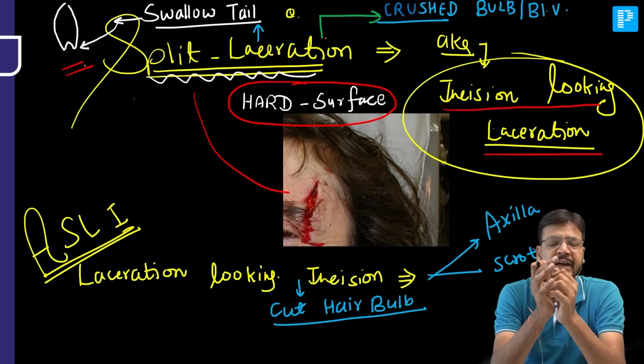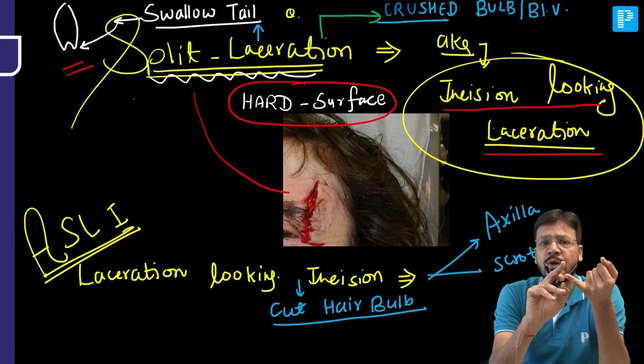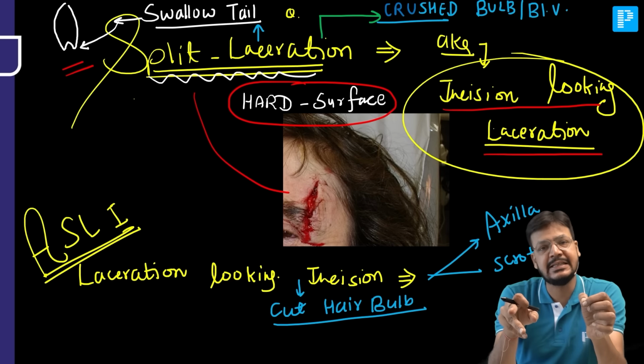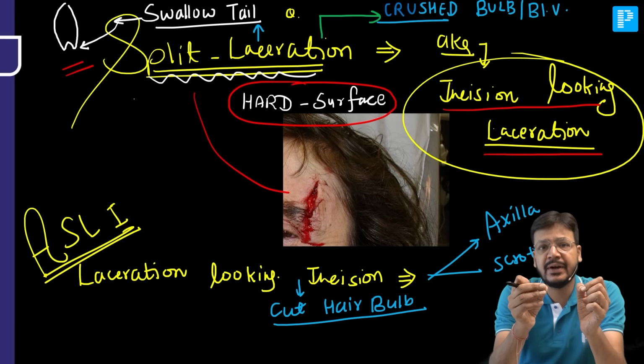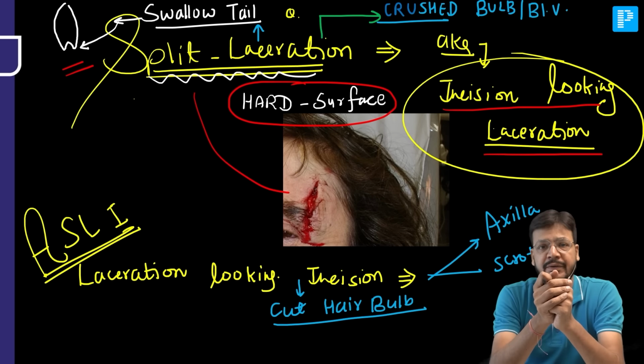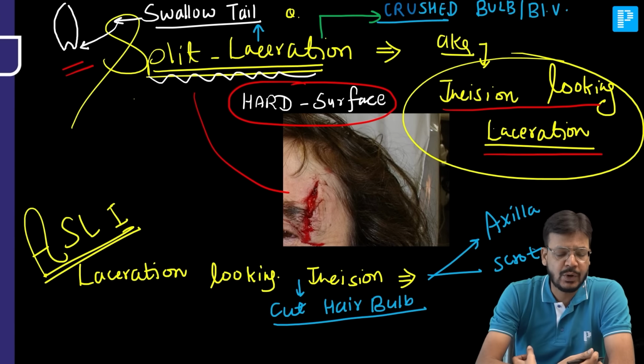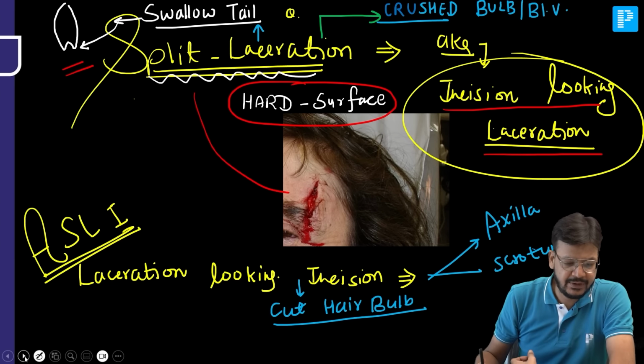So I'm coming to a very important point. Split laceration is on which surface? Hard surface. Weapon is hard. Looks like an incision. How to identify? Crushed hair bulb and crushed blood vessels, and there is a swallowtail. If you get a question in laceration, we see swallowtail. Okay, this is very, very important.